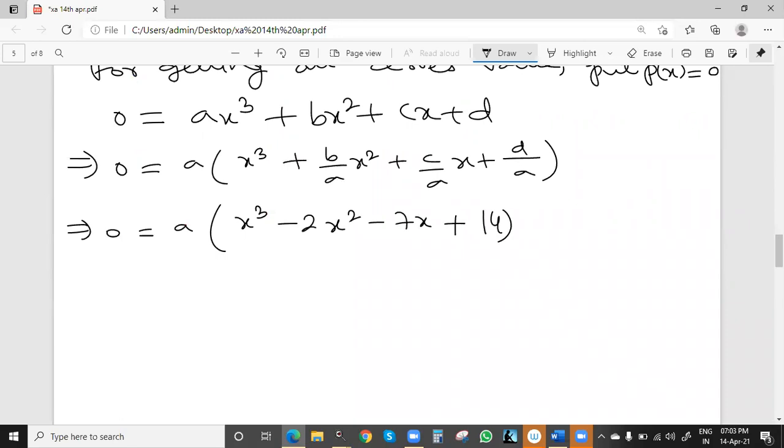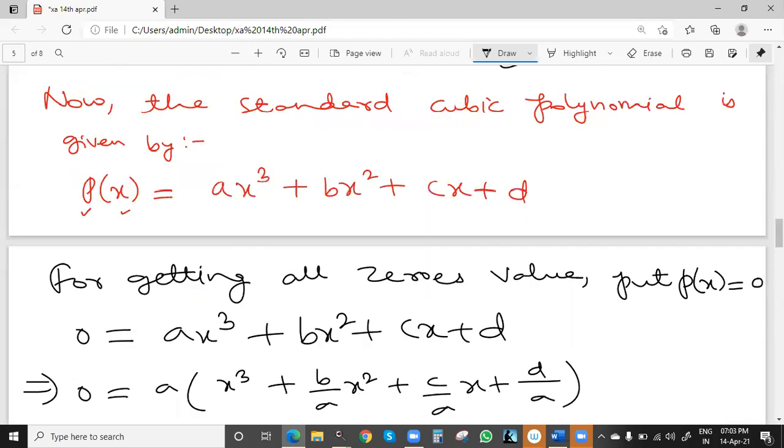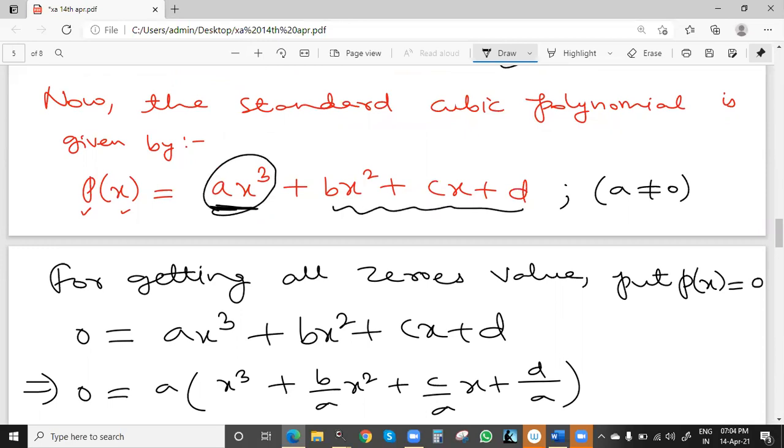Second important thing here: in this standard equation of a cubic polynomial, we always write after a semicolon, in brackets, a not equal to 0. A is never 0, because if a is 0, then the whole x cube term will be 0 and the polynomial will not be in cubic form. It will change to quadratic, because this term will be 0. So the polynomial will be bx square plus cx plus d. That means the x square term will be there, that means quadratic. So this is the definition.